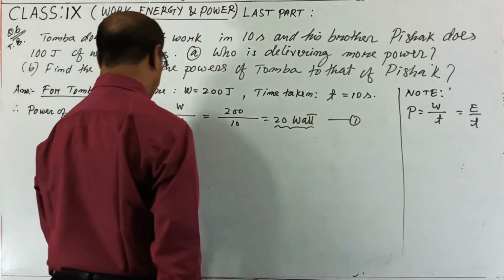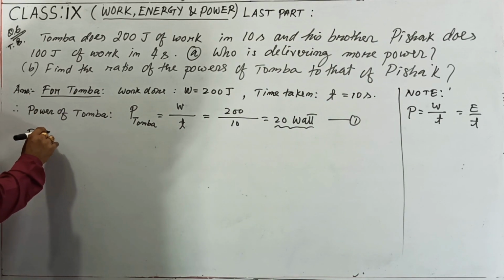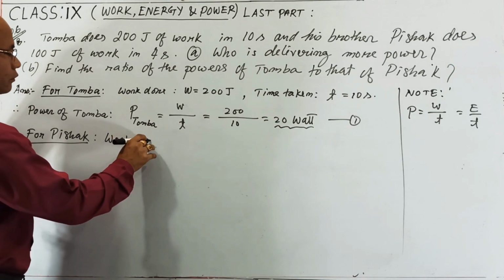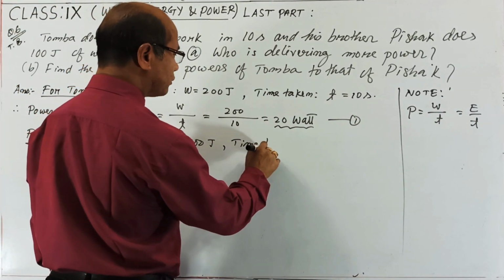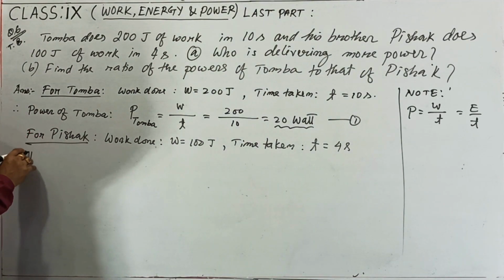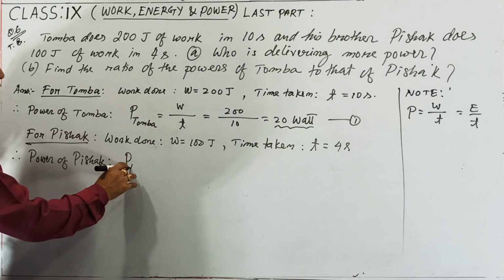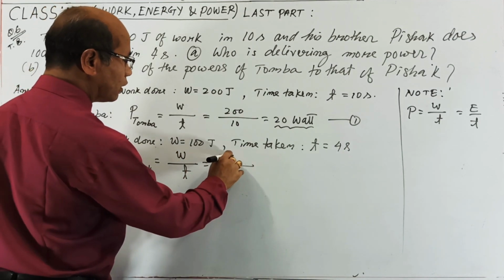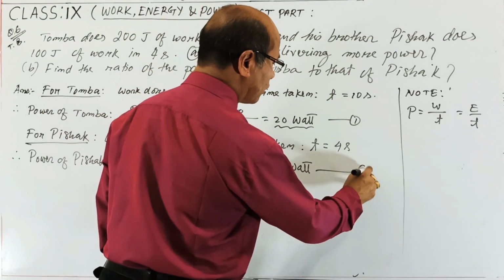Now for his brother Pisak, the work done is 100 joules and the time taken is 4 seconds. Therefore, the power of Pisak is 100 divided by 4, which is 25 watts. Equation number 2.